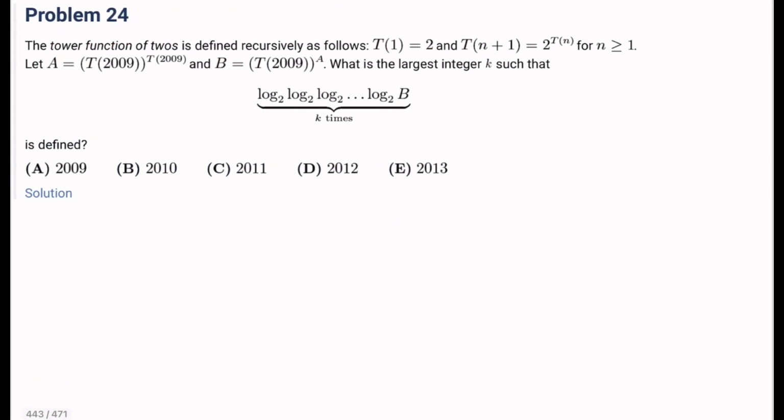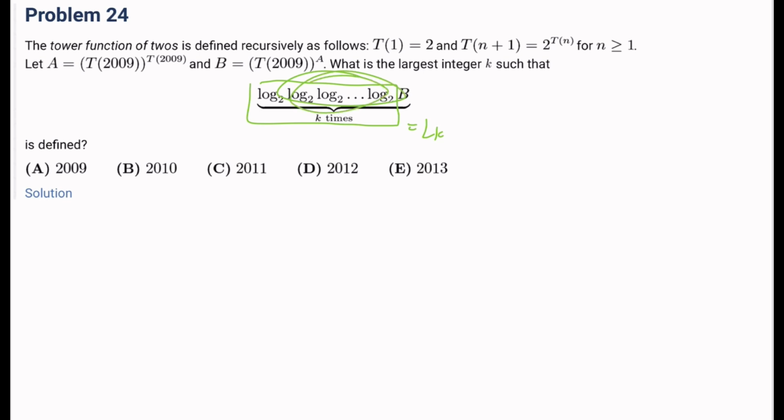Number 24, the tower function of 2's is defined recursively as follows. t1 equals 2 and tn plus 1 equals 2 to the tn power for n greater than or equal to 1. Let a equal this and b equal this, where k is the largest integer such that this is defined. Okay, so let's just say that doing log 2 k times on anything, let's just say this is lk.